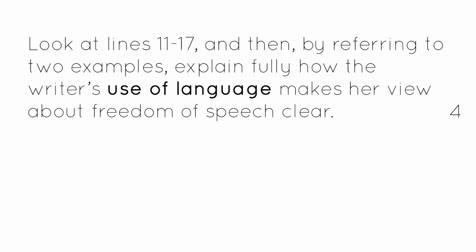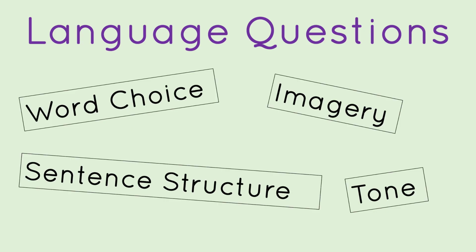So we spoke about then, if you see the word language in a question, be it language features, use of language, examples of language, any question with the word language in it, you need your autopilot. You need to train your brain so that on autopilot you think of these four things: word choice, imagery, sentence structure, and tone. And in fact, I absolutely make sure my classes can do this instantly.